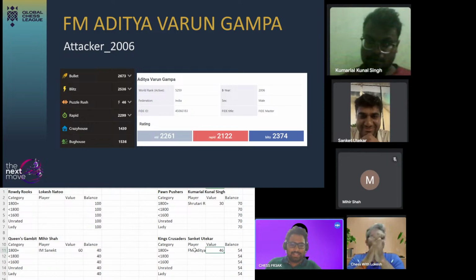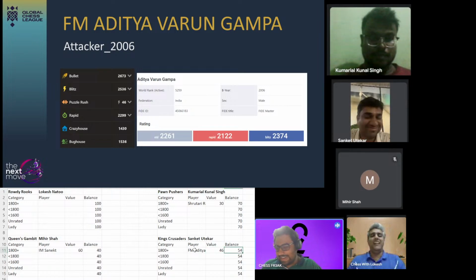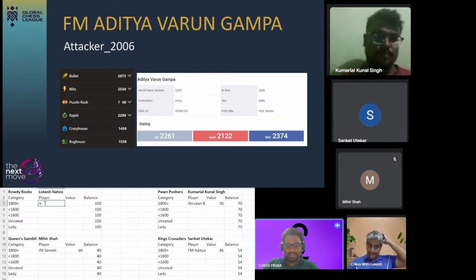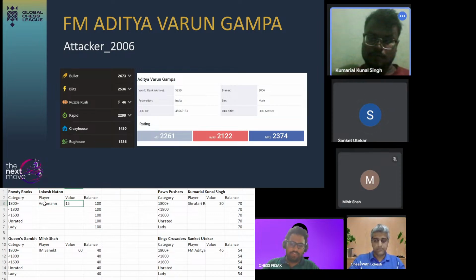And guys, as you can see, the balance now is 54. Can go to 60. Well, yes, Nayak, you are a bit late. He is sold at 46 points. And Aryaman Sen, by default, we are giving it to Lokesh Natu at the base value of 15 points.